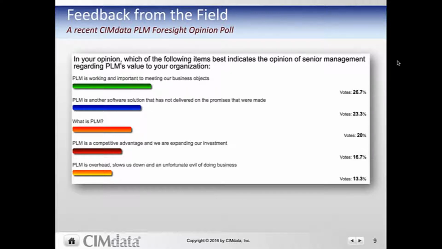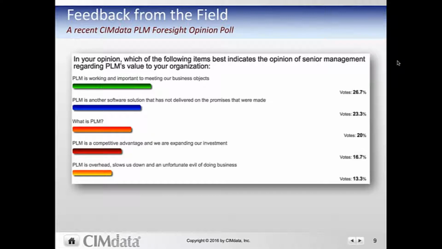In this poll, we asked people that were surveyed, what do you think your senior management is saying about PLM? How do they view PLM? Almost 27% said it's working and it's important to their business. That's very positive. Unfortunately, about 23% said it's just another solution, not delivering on its promise. 20% think that their senior management wouldn't even know what it is.